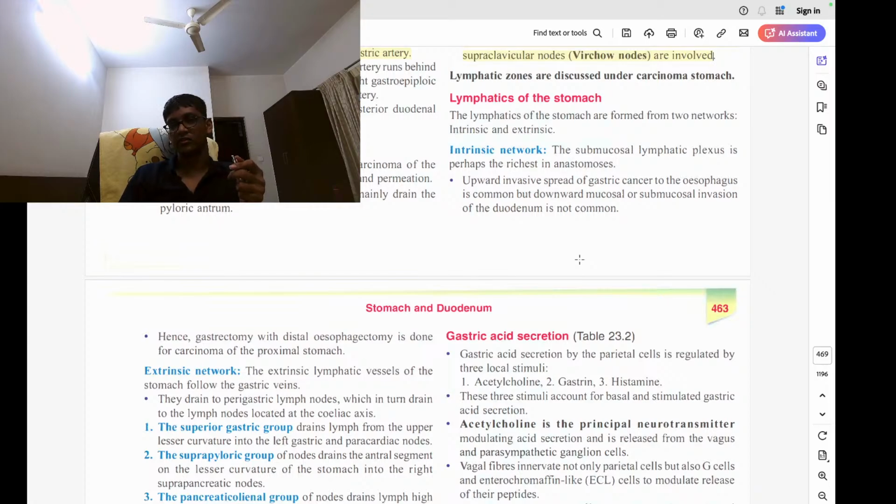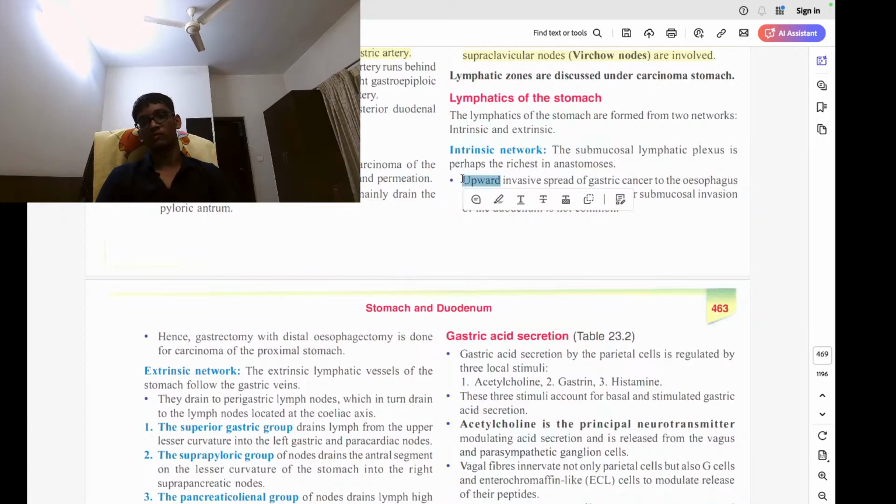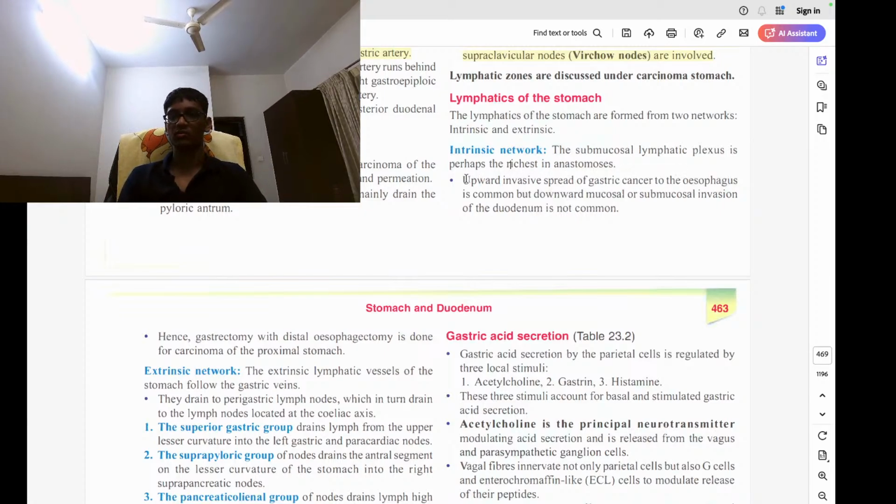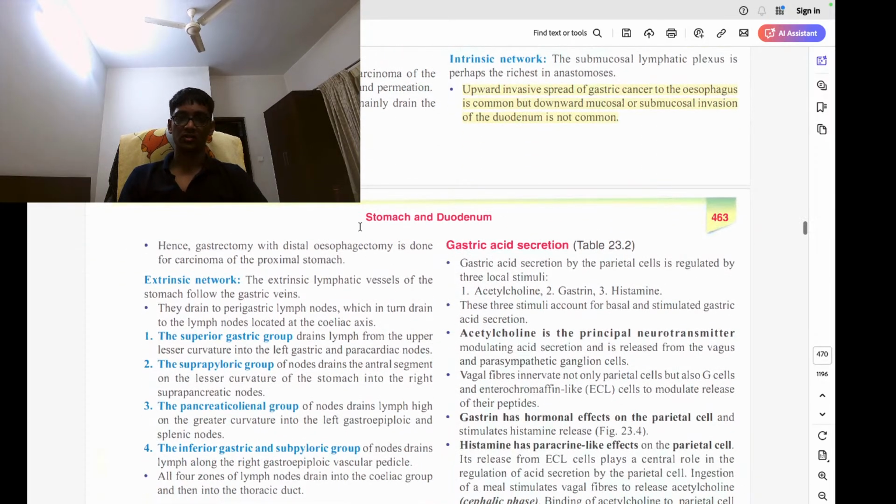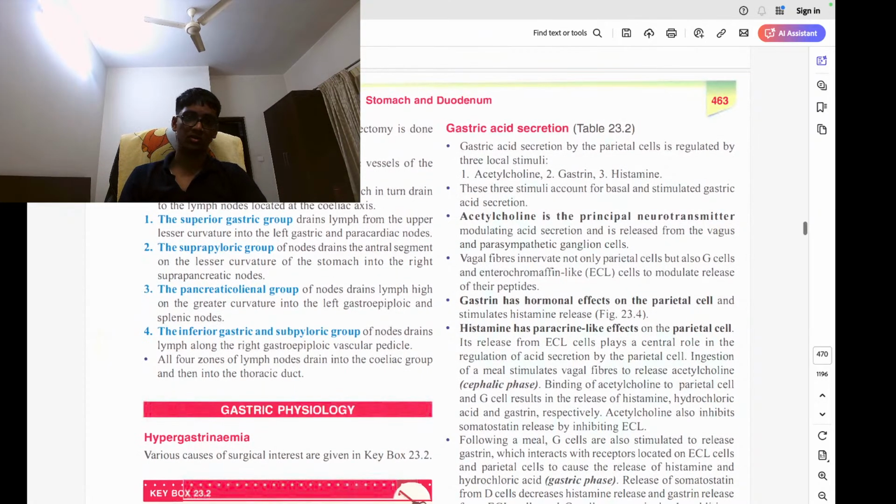Lymphatics of the stomach: you have the intrinsic lymphatics, which is the submucosal lymphatic plexus, perhaps richest in anastomosis. Upward invasive spread of gastric cancer to the esophagus is common, but downward mucosal or submucosal invasion of the duodenum is not common. Gastrectomy with distal esophagectomy is done for carcinoma of the proximal stomach. Yeah, this might be important. That's why distal esophagectomy is done in carcinoma of the proximal stomach.